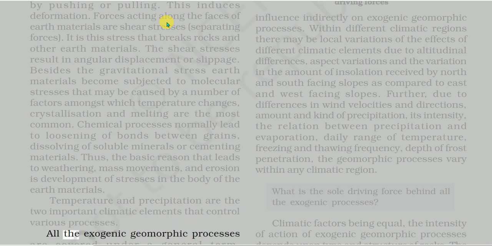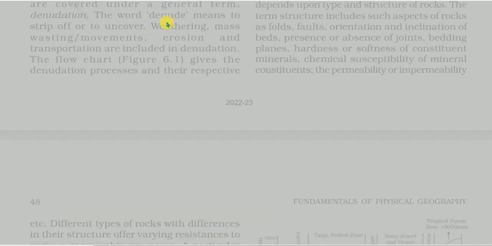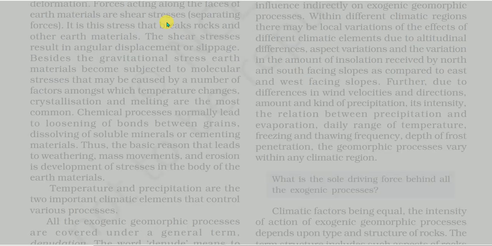All the exogenic geomorphic processes are covered under a general term, denudation. The word denude means to strip off or to uncover. Weathering, mass wasting movements, erosion and transportation are included in denudation. The flowchart, figure 6.1, gives the denudation processes and their respective influence indirectly on exogenic geomorphic processes.